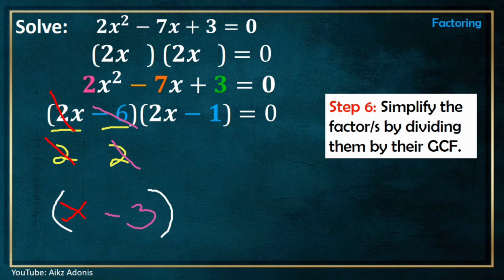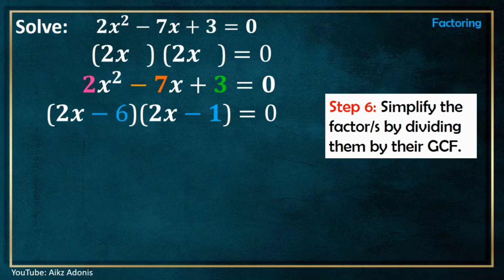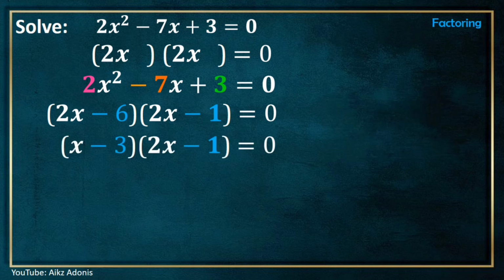How about 2x minus 1? Can we find a number that will both divide 2 and negative 1 except 1? Okay, none. So, we will just let it be. So, just copy this 2x minus 1. Therefore, the factors of the equation 2x squared minus 7x plus 3 equals 0 are x minus 3 and 2x minus 1. Now, we can solve for x by applying the zero product property.